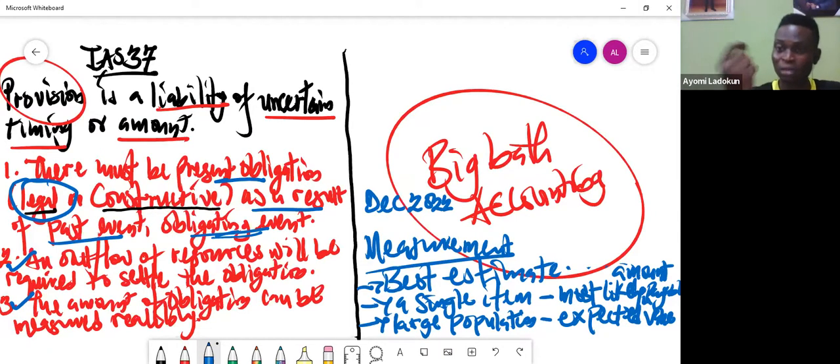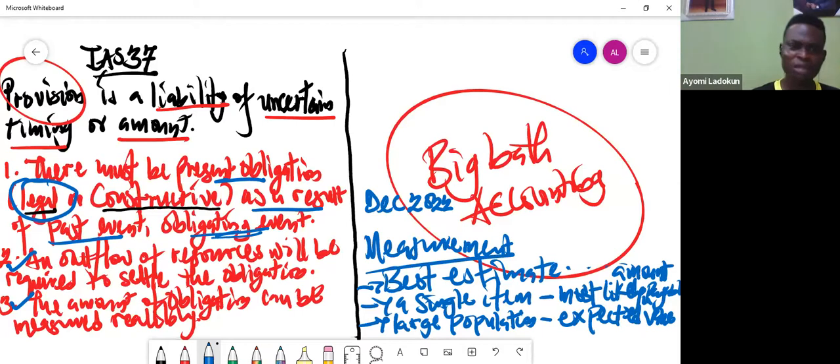So all you need to remember is, how do you measure? When you say measurement, that is the value, okay? The three conditions have been met. Then how much will I now recognize? How much will I use to recognize the provision? It has to be the best estimate of the expenditure required to settle the obligation. For a single item, it will be the most likely amount payable. And for a large population of items, it will be the expected value. So that's what you need to understand.